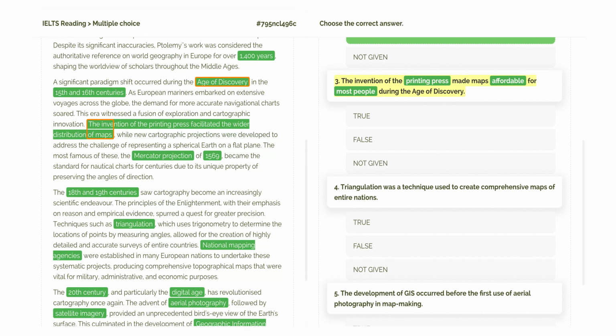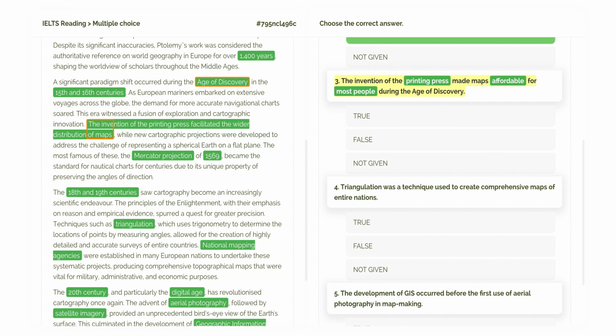False. This would mean the text states that maps were not affordable, or that the printing press made them more expensive. The passage doesn't give any information about the cost of maps at all, so we can't say the statement is false. This option is incorrect.